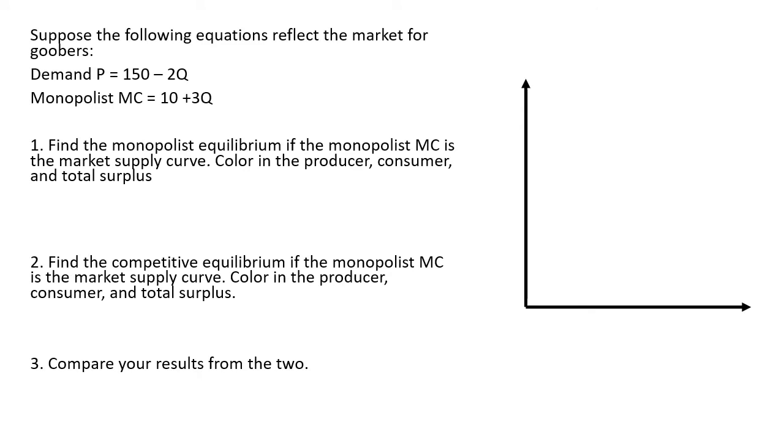We're going to start off doing some math and then some comparisons, or some multiple choice questions, excuse me. So first we want to find the monopolist equilibrium. Monopolists look for where marginal revenue intersects their marginal cost. So we have marginal cost, it's 10 plus 3q.